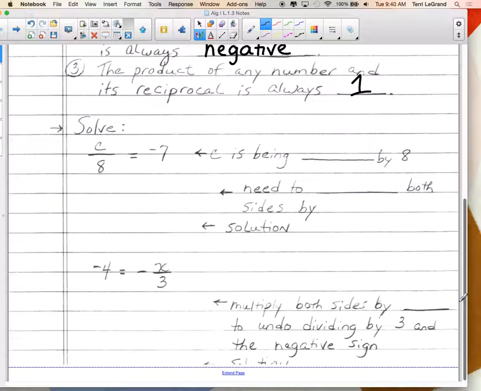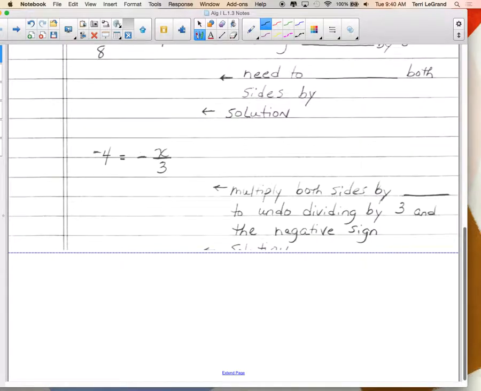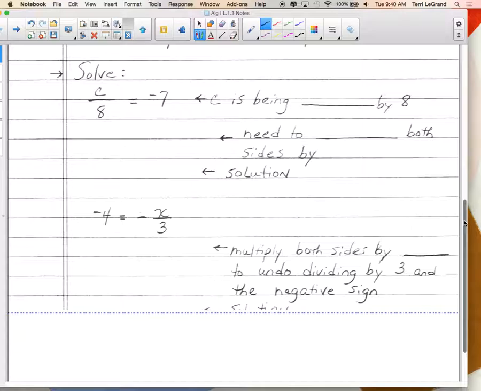We have here c over 8 is equal to -7. What's happening in this one? C is being what? We always look at the side of the variable as long as we want to isolate the variable. What's happening, Devin? It's being divided by 8. So that's the first thought we have to have. What's happening on the side with the variable, it does not matter which side the variable is on, but what's happening on that side? Well, in this case, C is being divided by 8. So how are we going to undo dividing by 8? What do we do? Oh, go ahead, class. Multiply. Yeah, we need to multiply.